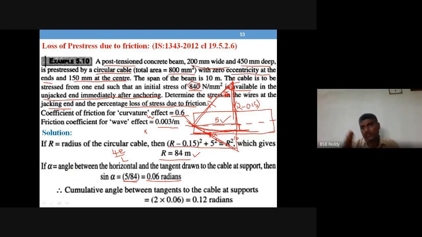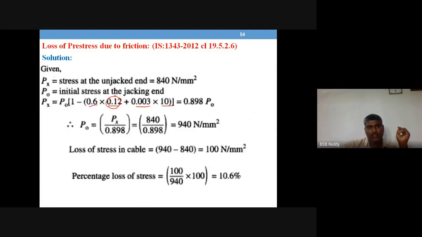Now for the other half also the same angle will be prevailing. So that's why we can just double the value. Total cumulative angle between the tangents at both the supports finally becomes 0.12 radians. So this is the way we find the alpha value which is to be used in this calculation.